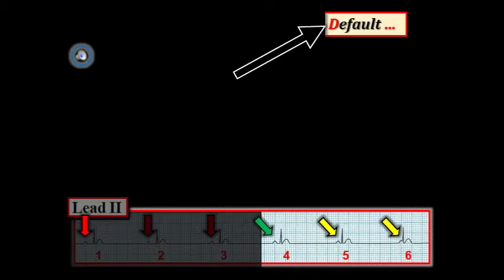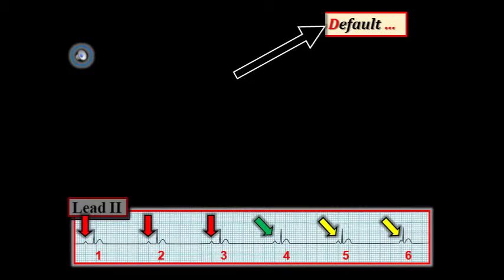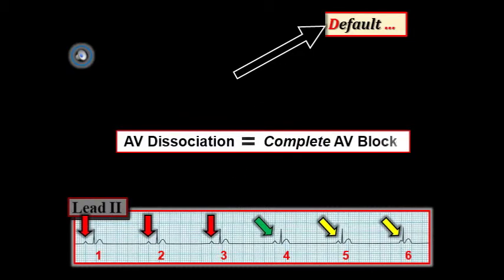There is no evidence of any AV block, despite the fact that the last 3 P waves on this tracing are not conducting. So, AV dissociation is not the same thing as AV block, and at times, AV dissociation may even be a good thing, because without the AV nodal escape rhythm seen here, this subject's heart rate would have slowed down even more.